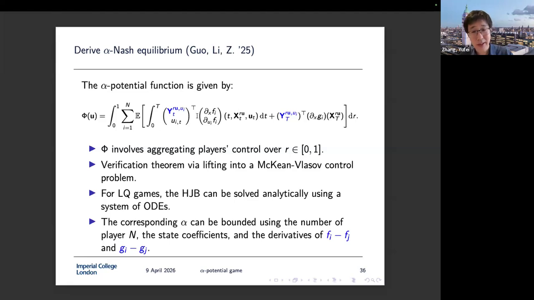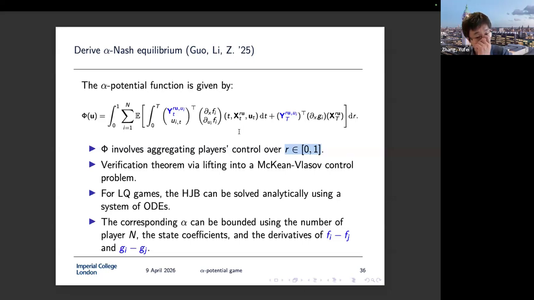In this case, basically this potential function involves a y, which is essentially a sensitivity process of the player i's state with respect to their control. Because of that, we are essentially using a chain rule to compute the gradient of the objective function. And then this potential function involves a certain aggregation over all players' control over the control space. Minimizing this potential function, finding the corresponding minimizer, will be technically more involved.